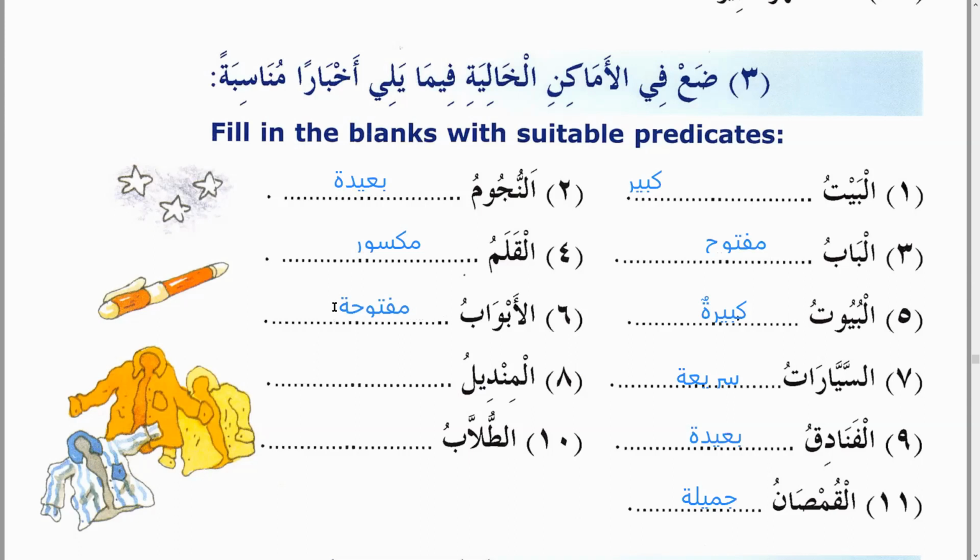غير عاقل plural. مفتوحة. المنديل. This is singular. So المنديل. We could say the handkerchief is what? نظيف. Is clean. Or وسخ. Dirty. We learned in lesson 5 or something. Lesson 5, 6. المنديل نظيف وسخ. الطلاب. The students are. What are the students? Hardworking. مجتهدون. The students are hardworking.